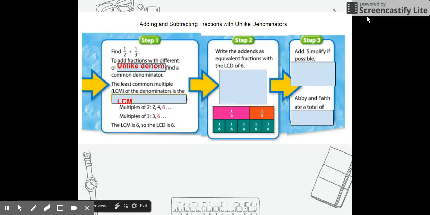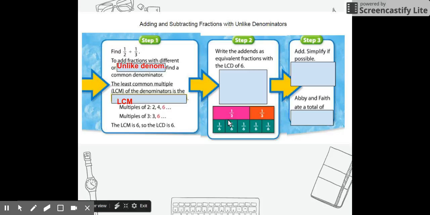So these are over adding and subtracting fractions when they don't have the same denominator, which is what we did yesterday. So fill in the red. It says to add fractions with different or unlike denominators, you have to find a common denominator. And then we talked about least common multiple yesterday as well, but whenever you're talking about fractions, they call it least common denominator, but it's literally the same process. It's just you're making a denominator, so they call it LCD.